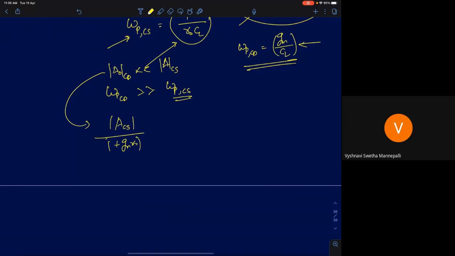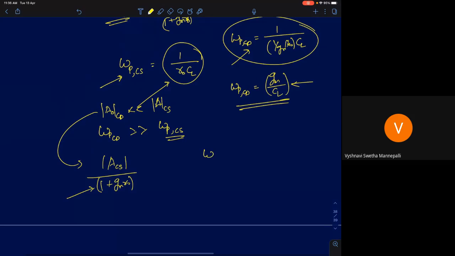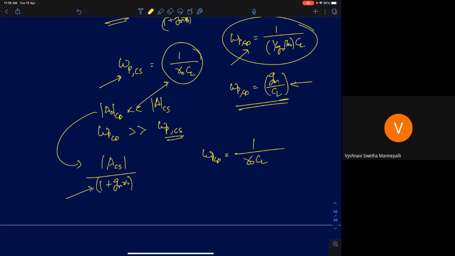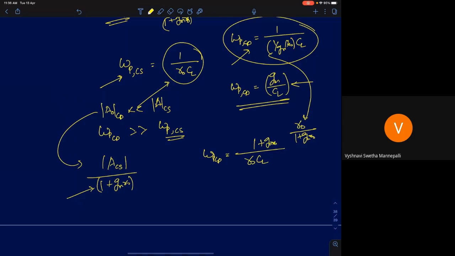So the gain reduces by a factor of 1 plus GmR0. And what happens to the pole? Omega_p,CD can be written as 1 by R0 CL. So 1 by gm parallel R0 can be written as R0 by 1 plus gm R0. So you will get (1 plus gm R0) by R0 CL. The pole has increased by a factor of 1 plus gm R0. It has increased by the same factor.